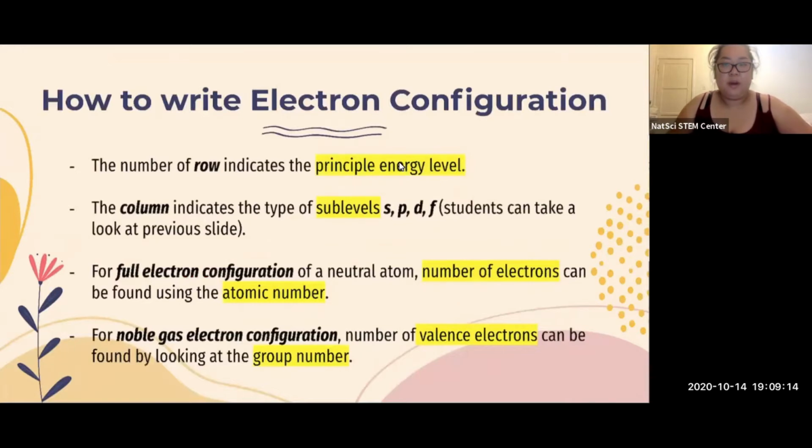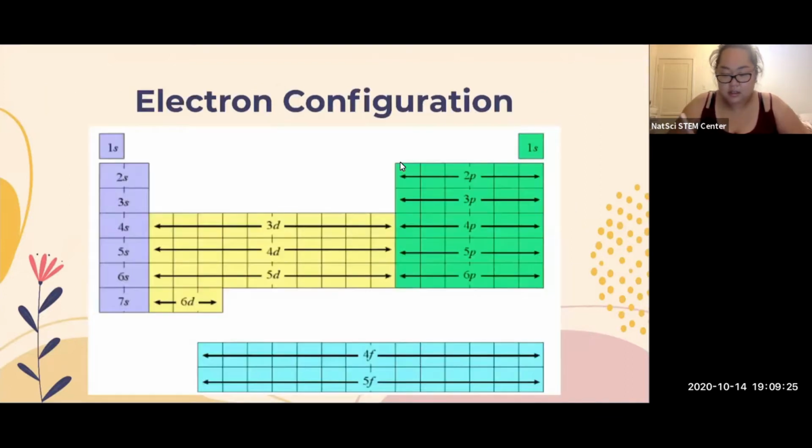So how to write electron configurations. The first thing is that the number of the row indicates your principal energy level. What I mean by that is, this is why we have these numbered as 1, 2, 3, 4, 5, 6, 7, and that's because those are the different energy levels, as well as how much further it gets from the nucleus.